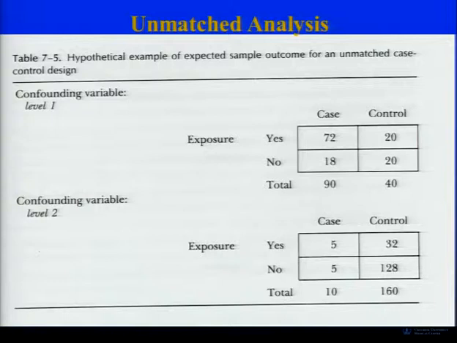So if I had the whole group together, can someone tell me now what my fourfold table would look like? If I combined both of these levels, what am I going to have in the A box? Right, 77. And what's going to be over here? 52, 23, and 148. So now for this, what is my odds ratio going to be? So it's 77 times 148 divided by... This equals 10, okay?